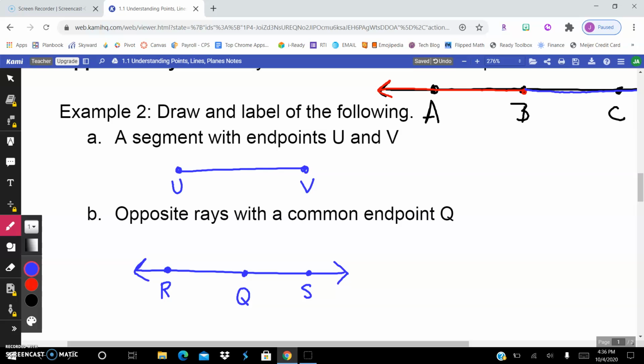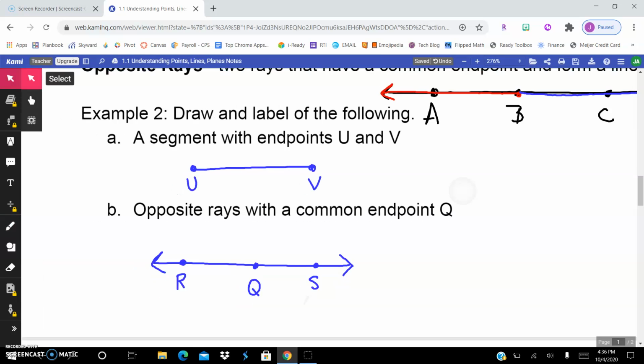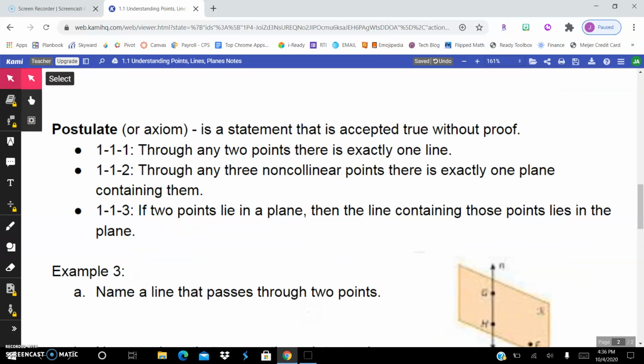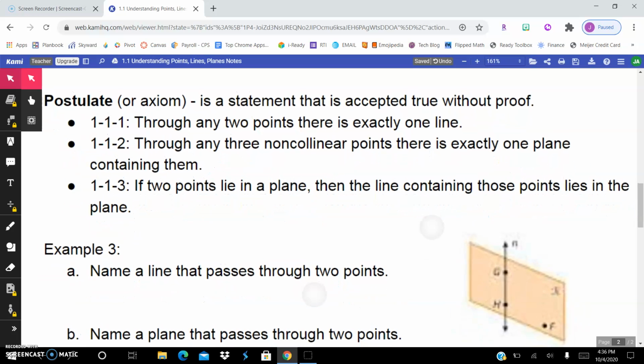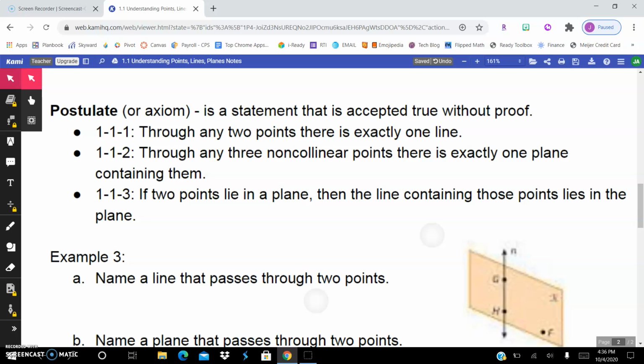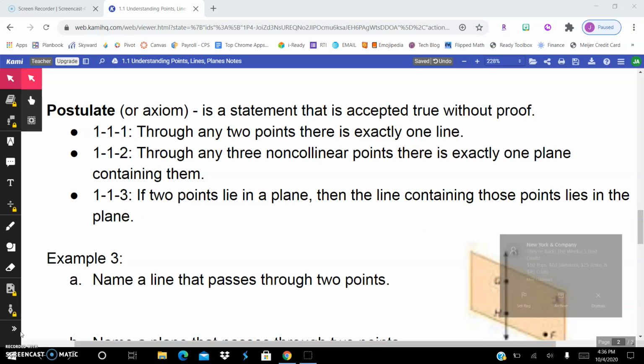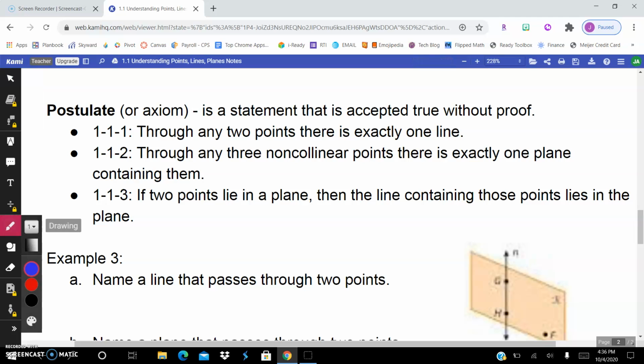They didn't tell us what those had to be labeled. All right, this is the part that we have to write down, these postulates. It's a statement that is accepted true without proof. So we have 3 of them right here to look at. We just know that these 3 are true. We don't have to prove them, but we do have to know these numbers that go with them.